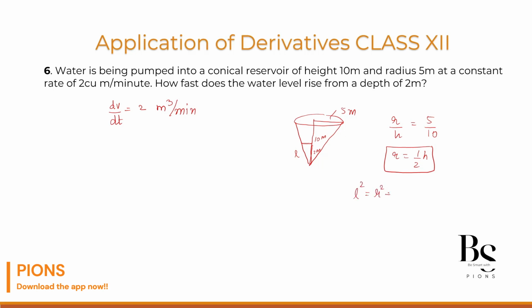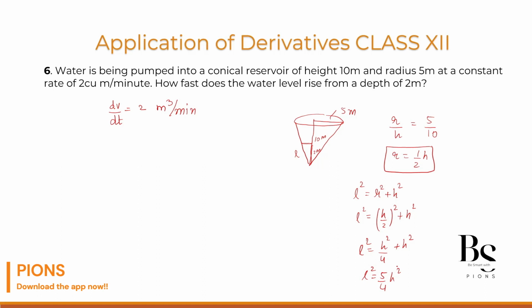So what will be our slant height? L square will be equals to R square plus H square. And R is half H. So that will be H by 2 whole square plus H square, L square. So this will be H square by 4 plus H square, correct? And 4 plus 1, 5 by 4 H square, that will be our L square. So L square is 5 by 4 H square.